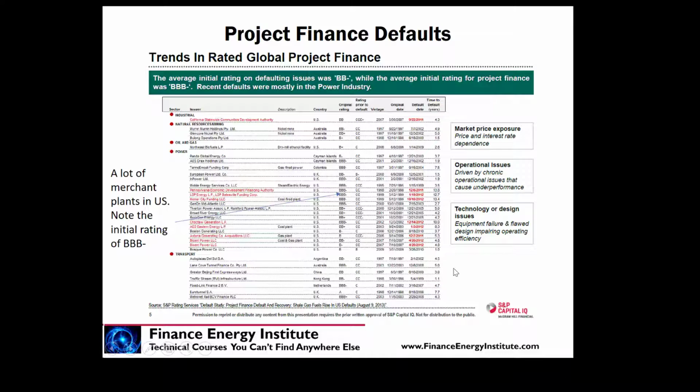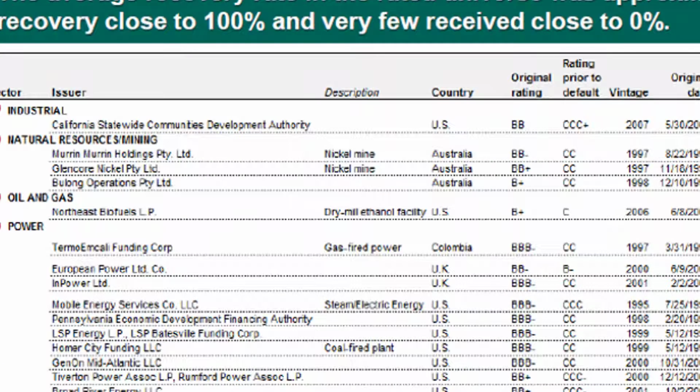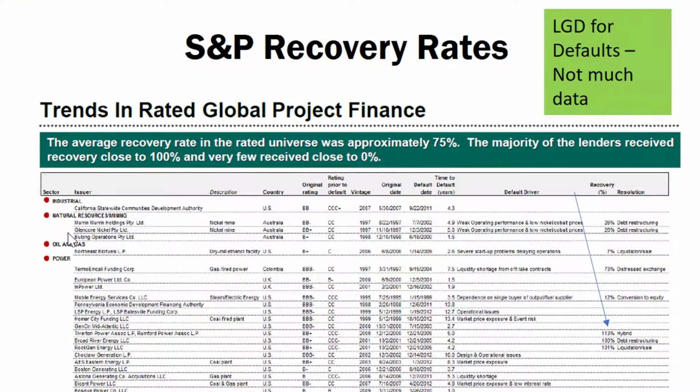And then they show the default, time to default. That's pretty interesting. What would be really interesting is not some simple thing, but a good story on every single one of these, a story of what happened on every single one. A whole lot of it looks like merchant power. Some was toll roads. There's Eurotunnel. Some was oil and gas. Some was nickel prices, I think. Okay. And then they have the recovery rates in that thing, which is kind of interesting.